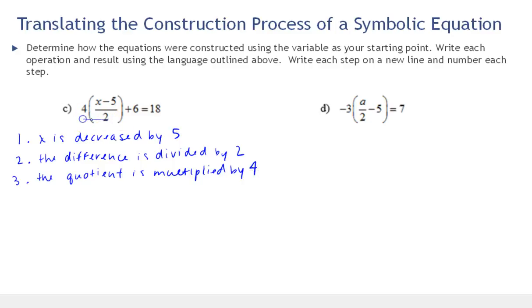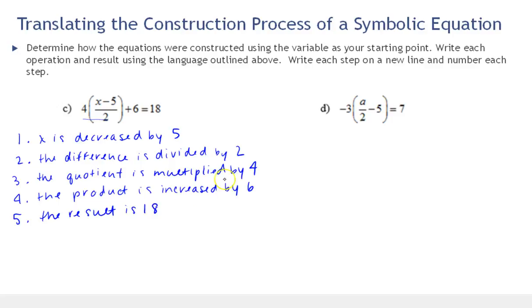So now we have this product, and we're going to add 6. So the product is increased by 6. And that's our entire left-hand side, so we'll say the result is 18. The result is 18.